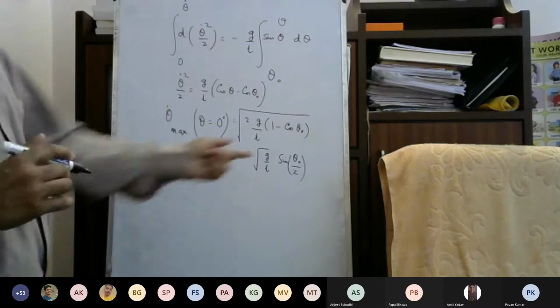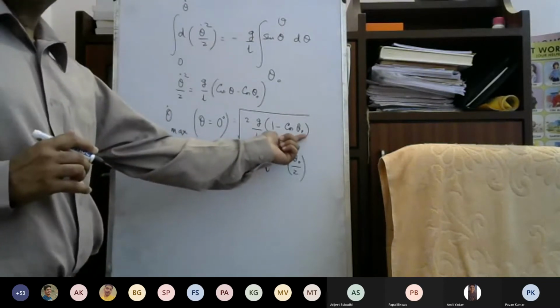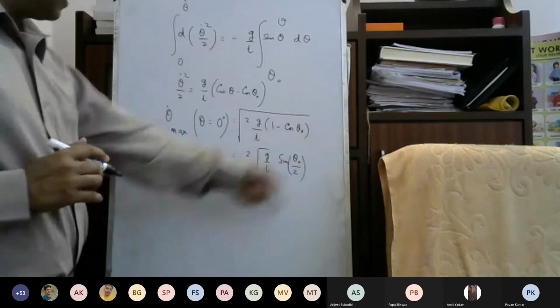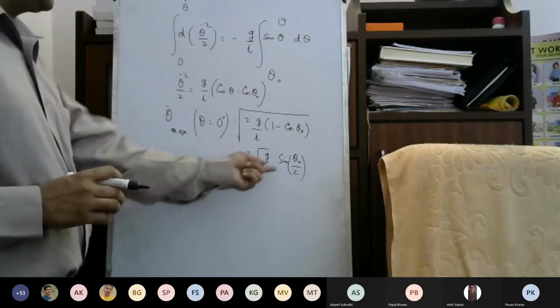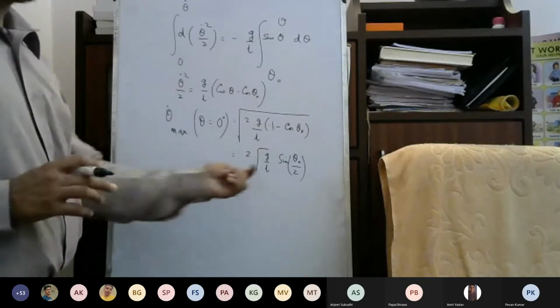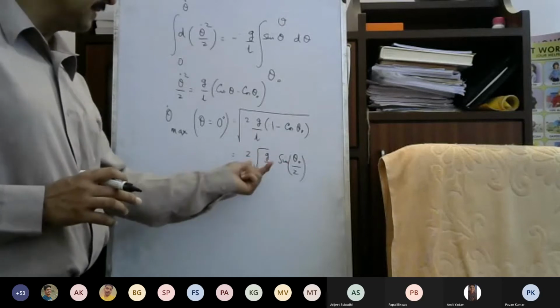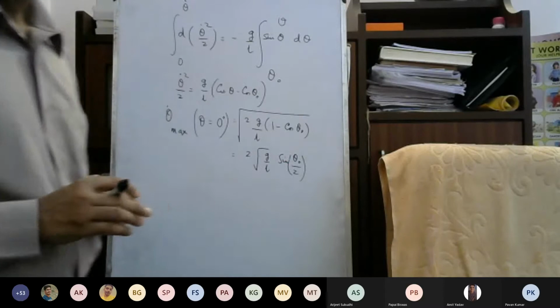Fine. I just put 1 minus cosine theta naught equal to 2 sine squared theta naught by 2, and then I took the square root of it. So 2 under root g by L sine theta naught by 2. For a small angle, if theta naught is small, then this becomes under root g by L times theta naught. Is this clear?